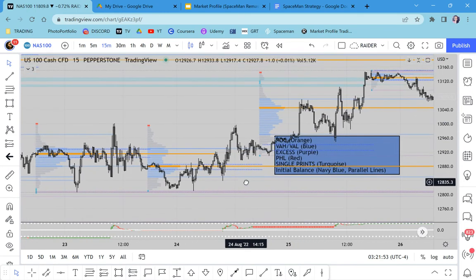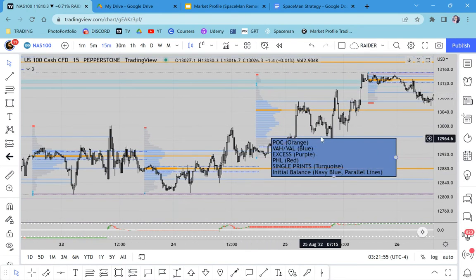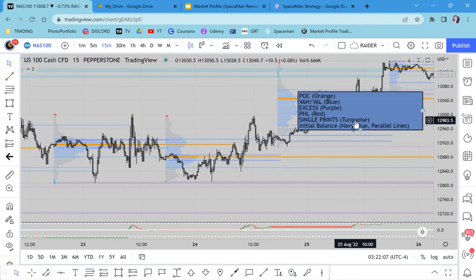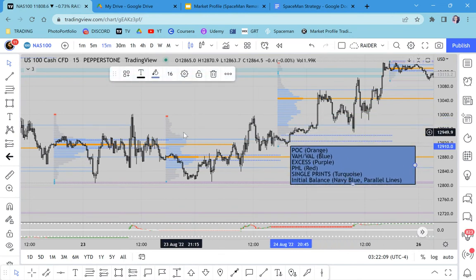So let's look at the left here. Single prints or the poor level high that's up here, if you wanted to aim for this one. So you've got multiple options in that one. All right, so let's look at the left. I'm actually going to move this down because I want to show something to you guys.